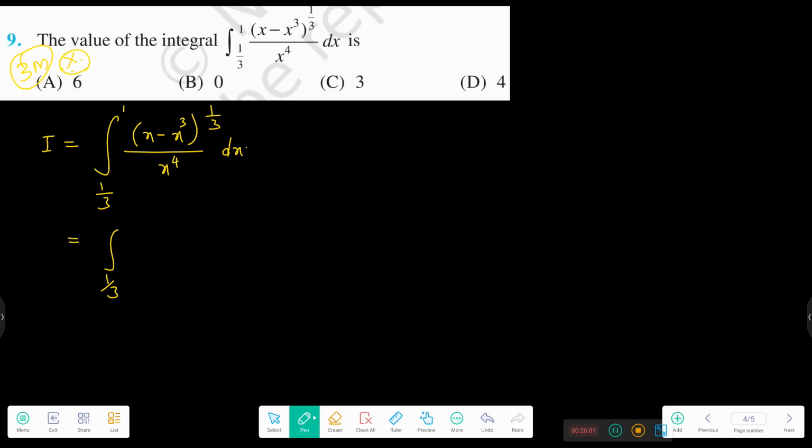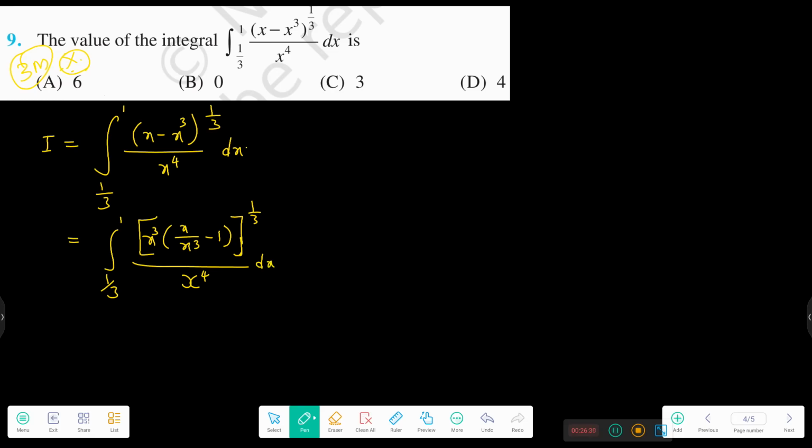x power 3 you take outside in the bracket itself. So what I am getting is x divided by (x power 3 minus 1) whole power 1 by 3. Inside the bracket itself, I am taking x power 3 outside. Here there is no x power 3, so I am dividing. Here there is x power 3, so when you take x power 3, that will be 1. And the denominator x power 4 will be as it is. I am not doing anything to dx.